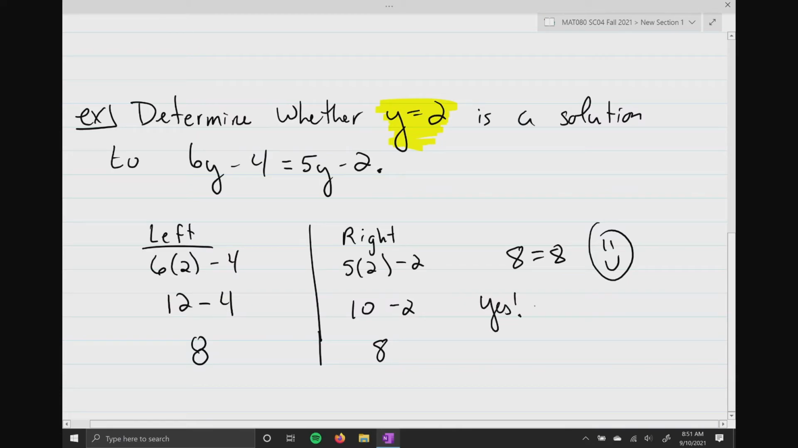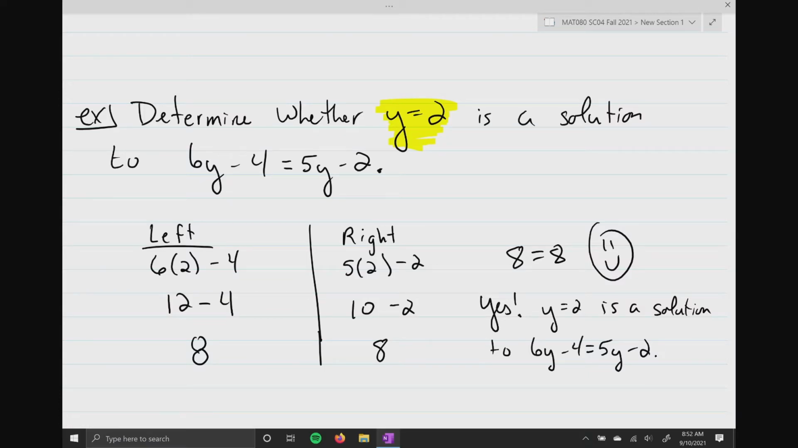Yes, y equals 2 is a solution to 6y minus 4 equals 5y minus 2. Are there any questions there?